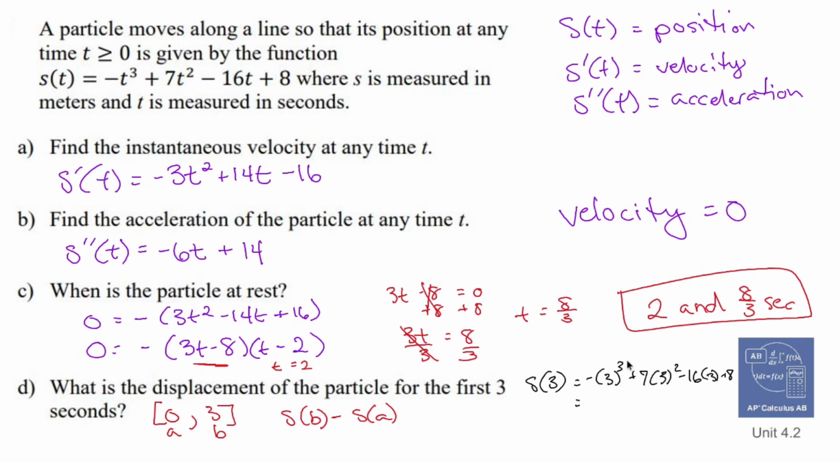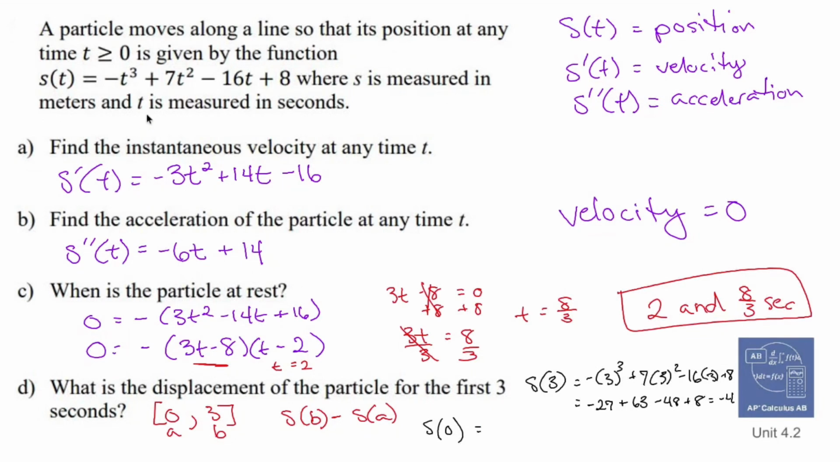So that's going to be 27. Let's attach a negative to it. 9 times 7 is going to be plus 63, minus 48, plus 8, is going to equal negative 4. So this particle is like 4 feet underground, whatever that means. But that's not where it starts, though. That's where it ends up. Ooh, close one.